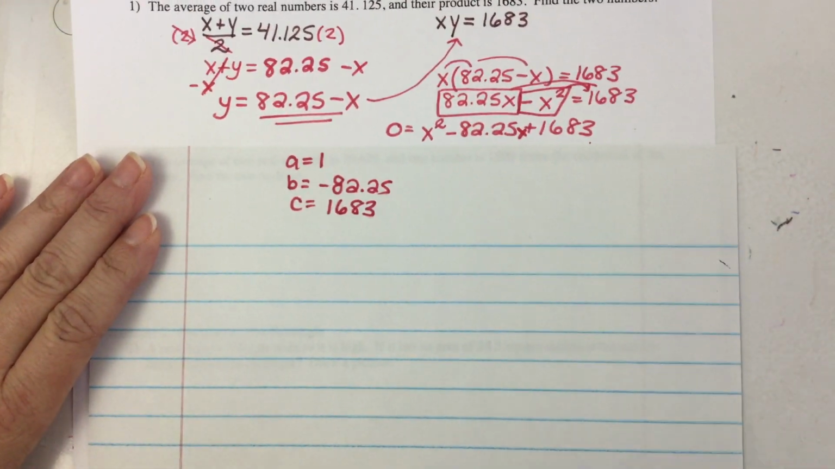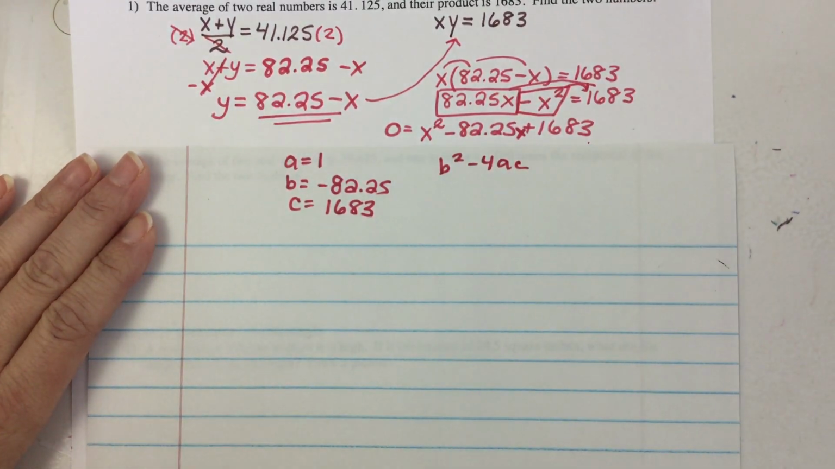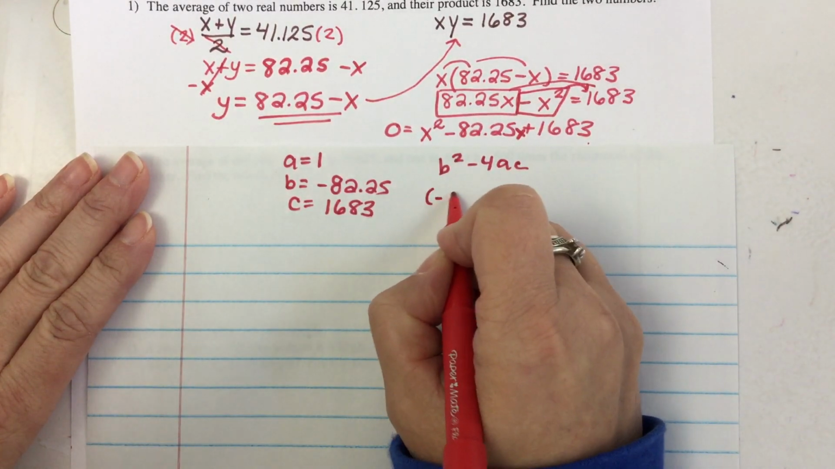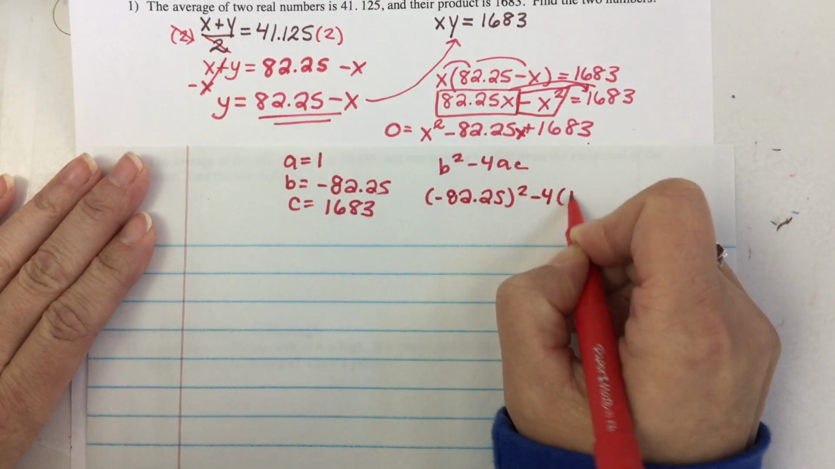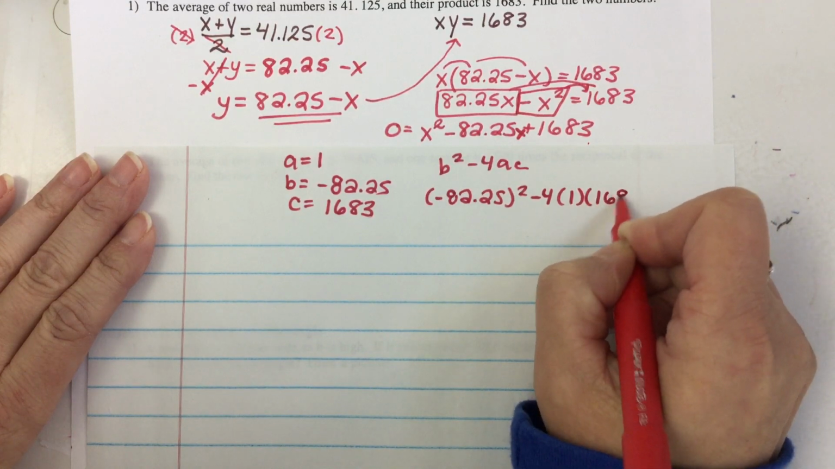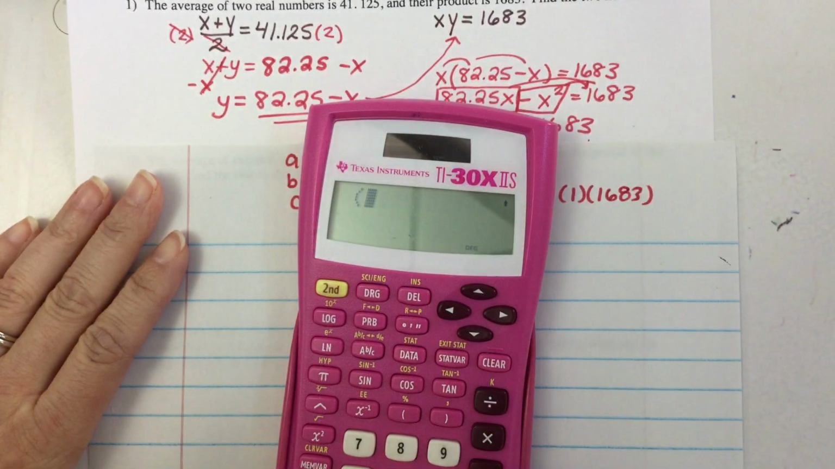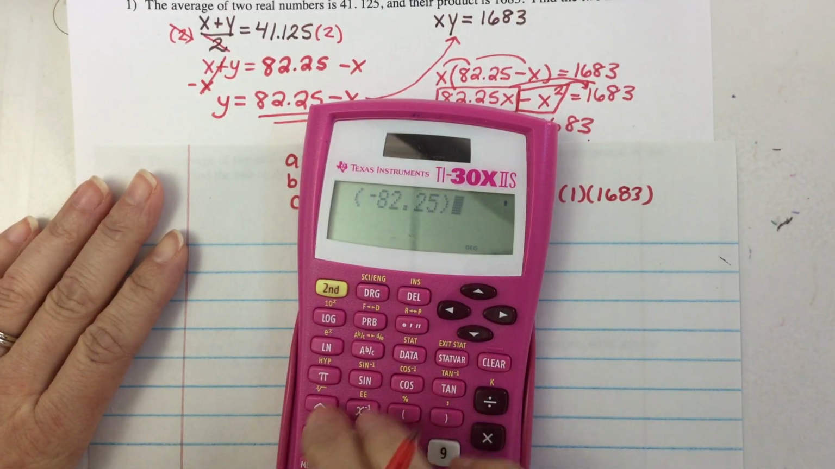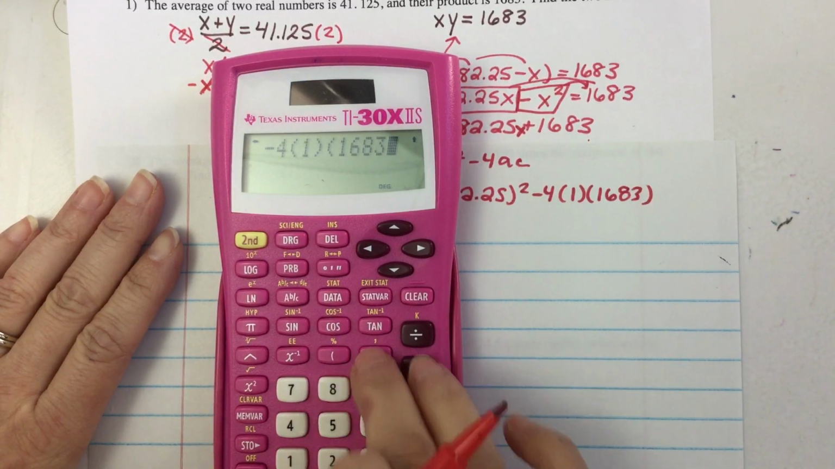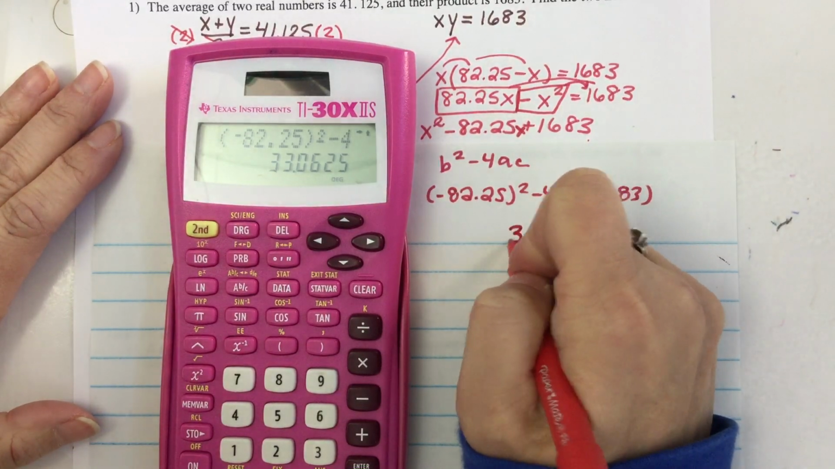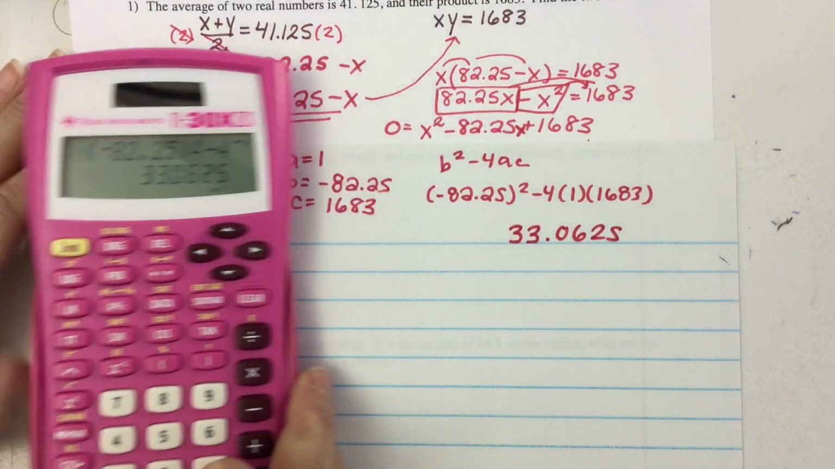When I am doing the quadratic, I like to do the discriminant first. B squared minus 4ac: negative 82.25 squared minus 4 times a, which is 1, times c, which is 1,683. If I go ahead and calculate that, here is the number that goes underneath the radical. Okay, that's my discriminant.